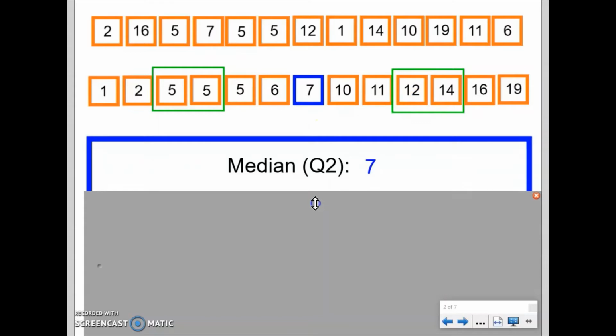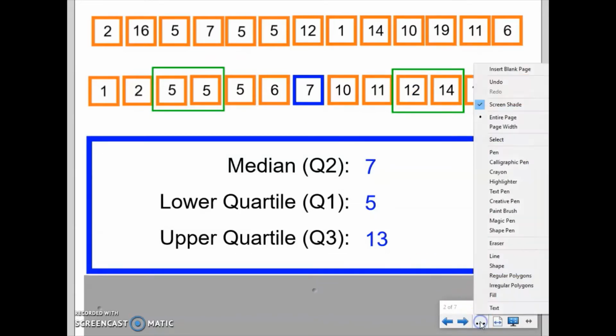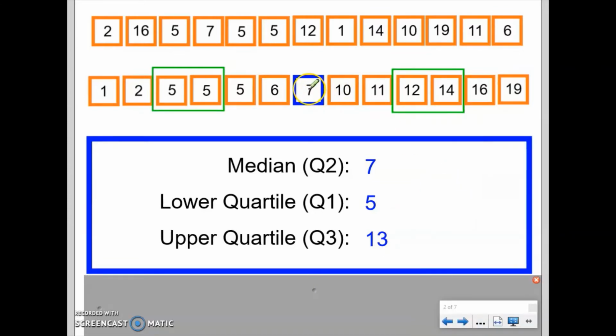So let's have a little look at what I found so far. The first thing I did was I found the median, and it was the middle value once the data was in ascending order, and the median, Q2, was 7.